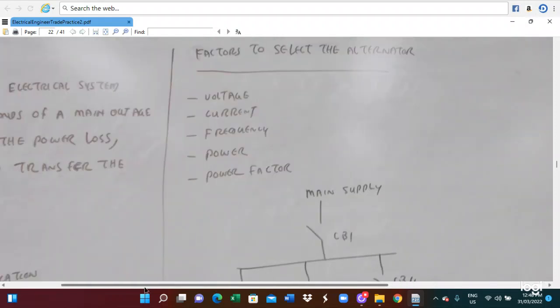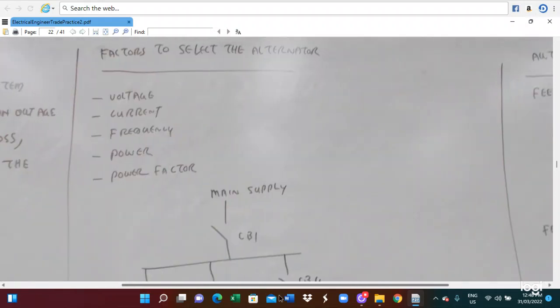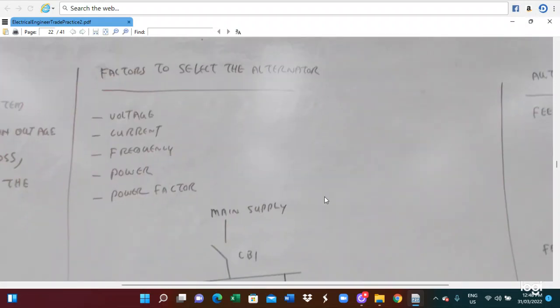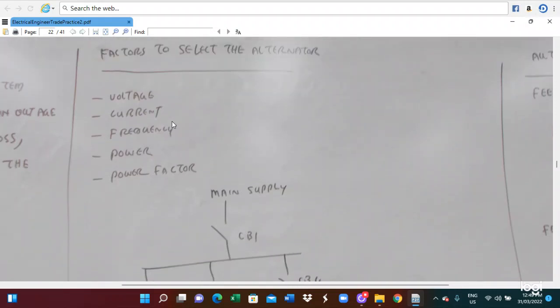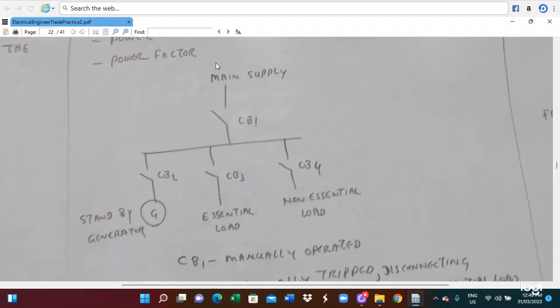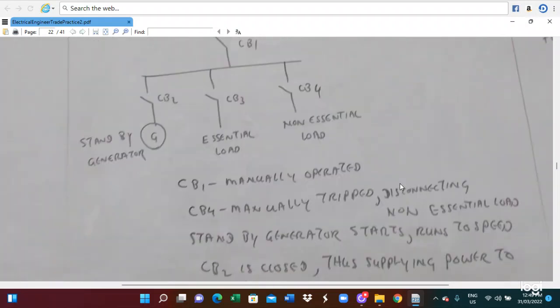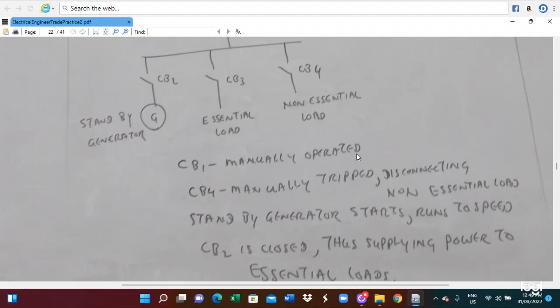Okay, the next one: last week I talked about the alternative power supply and standby generator. Now we have to think about the factors for selecting the alternator. In this case, we have to be concerned about the voltage, current, frequency, power, and power factor. Those are the factors to select the alternator. So this is the main power supply, circuit breakers 2, 3, 4, and the standby generator, essential load, and non-essential load, which we connect. In this case, circuit breaker one is manually operated.